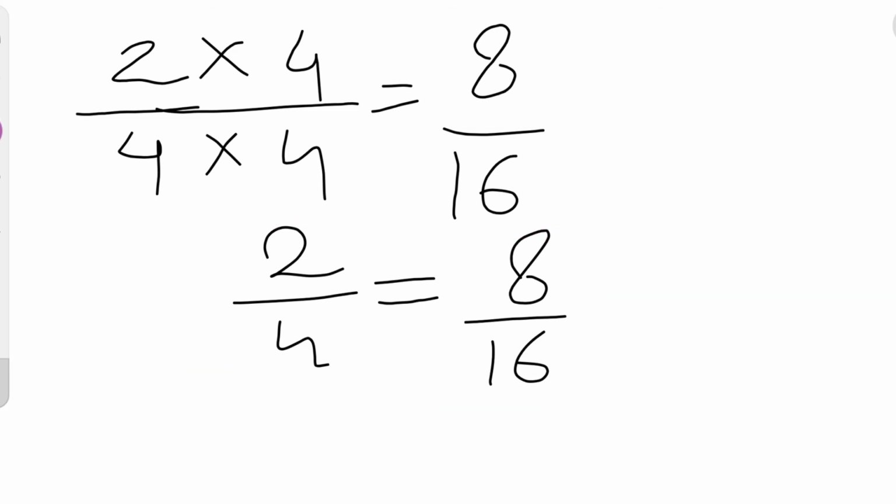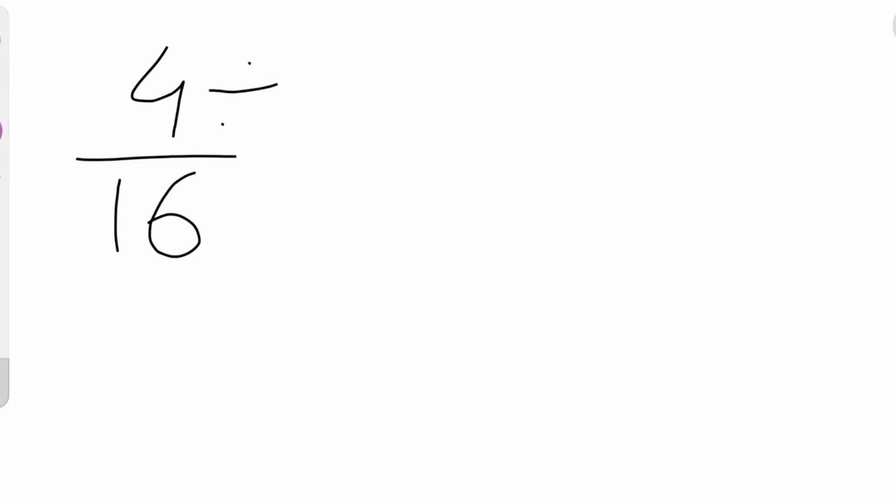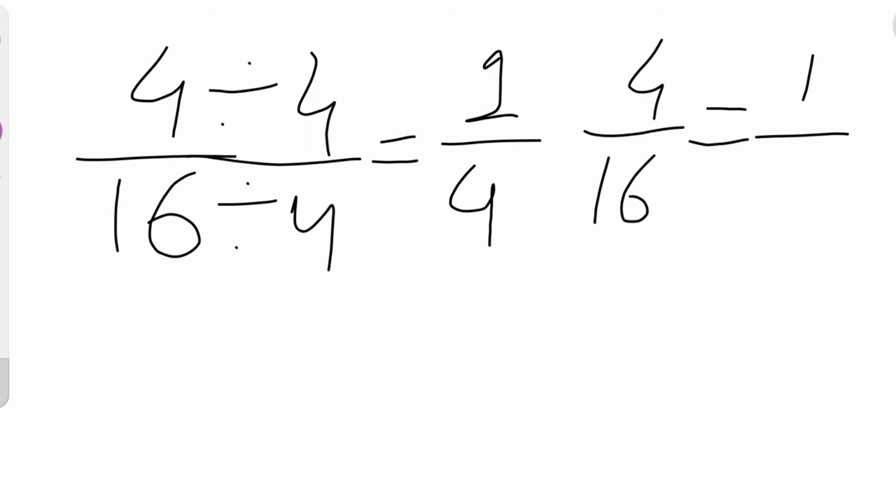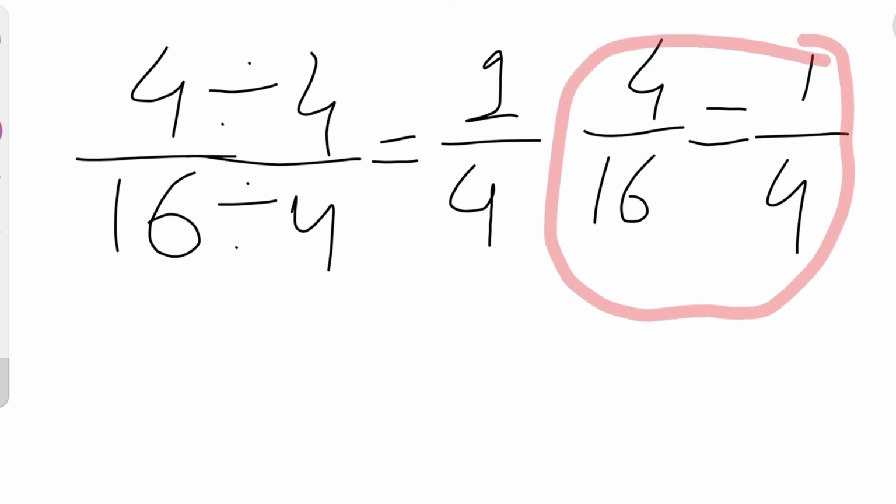The same case is for division also. If you divide the numerator and denominator by the same number, you will get an equivalent fraction, that is, a fraction with the same value. So here in this case, 4 by 16 is equal to 1 by 4. This is equal to this. Because 4 by 16 and 1 by 4 are equivalent fractions. That means they have the same value. They look different, but they have the same value.